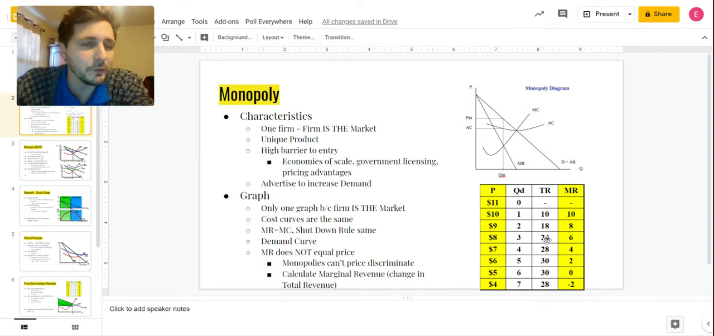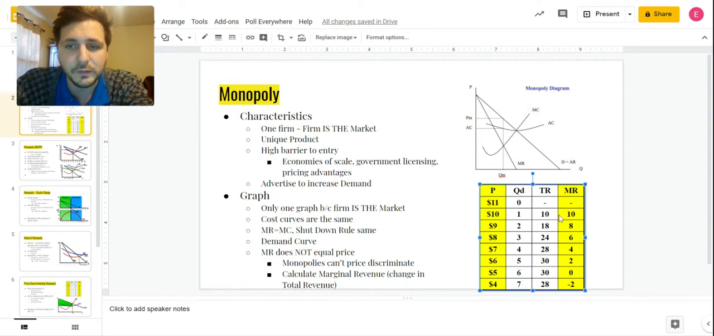My change in total revenue, which is marginal revenue, goes from 18 to 24. So my marginal revenue is 6. All of this to say, as you track this all the way down, marginal revenue is going to fall. It's going to start at the same point right here, but it's going to fall at a quicker rate. It's going to be beneath our demand curve, as we see here. Here's the demand curve, and there's marginal revenue, starting at the same point but decreasing at a greater rate.